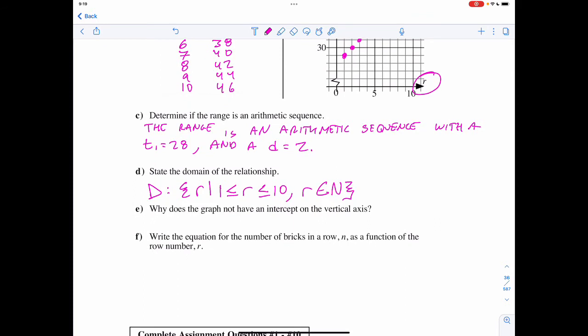Why does the graph not have an intercept on the vertical axis? We can't have term 0. Or we're not going to have a row 0 that happens to have 26 bricks in it. Remembering that, like we said up here, the domain is only going to be natural numbers, and natural numbers don't include 0.